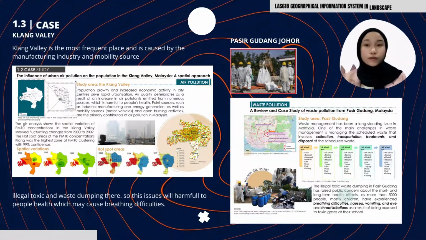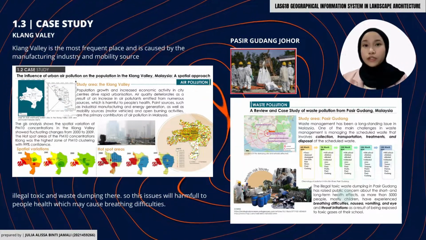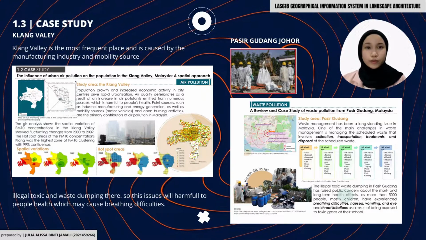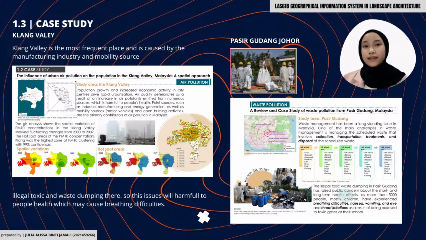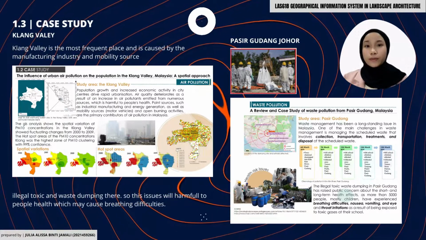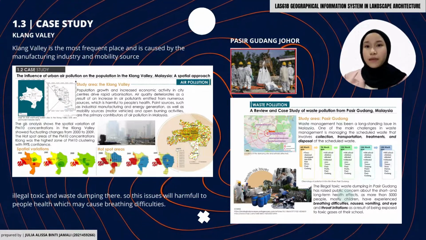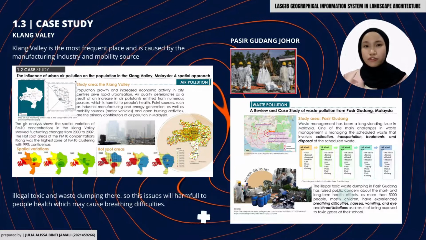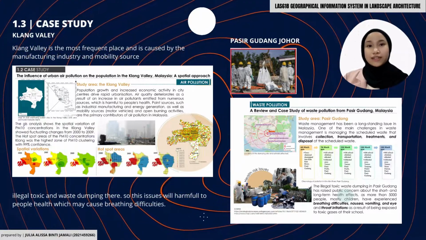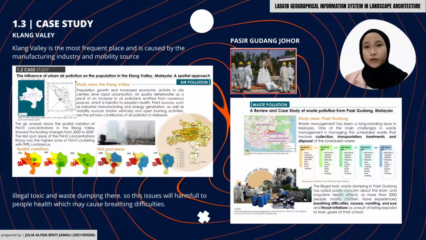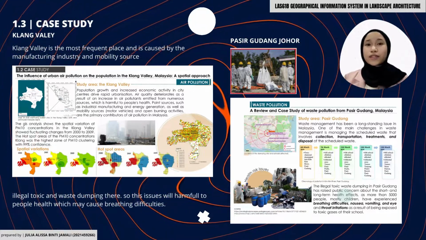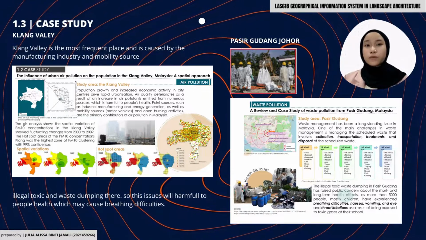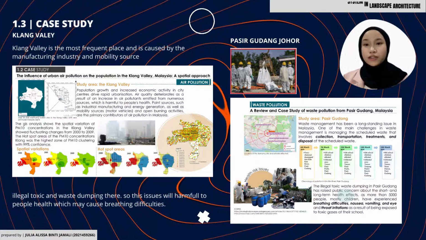So basically, we found two case studies regarding our main issues, which are air pollution and waste pollution. For air pollution, the case study area that we chose is the Klang Valley, where it is most frequent and is caused by the manufacturing industry and mobility sources. While for waste pollution, the study area that we chose is Pasir Gudang, Johor, where there is illegal toxic waste dumping. This issue is harmful to people's health, which may cause breathing difficulties.